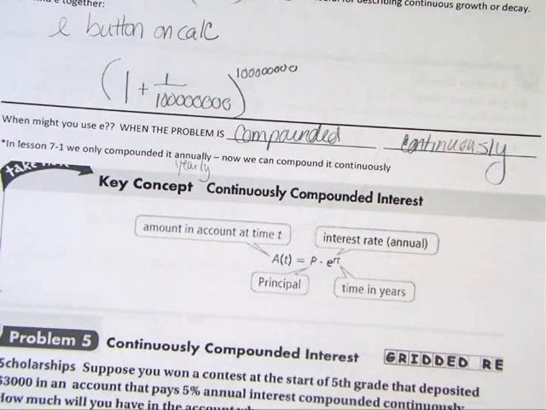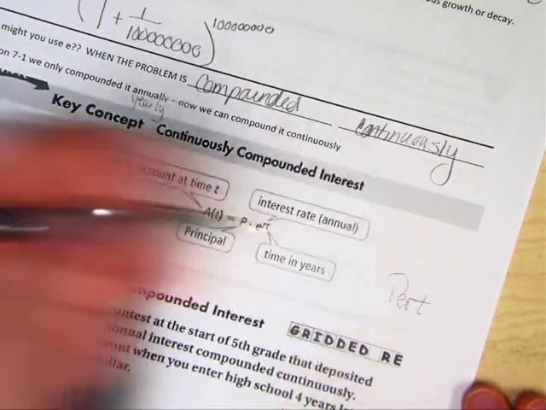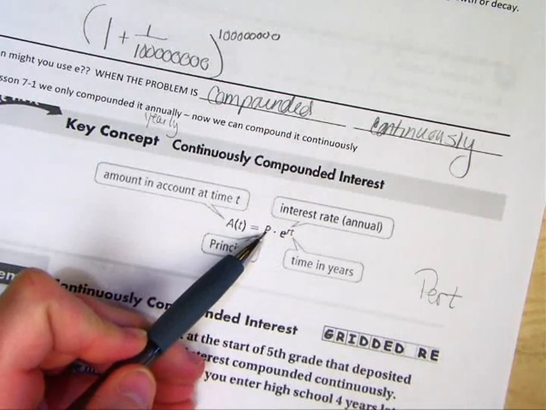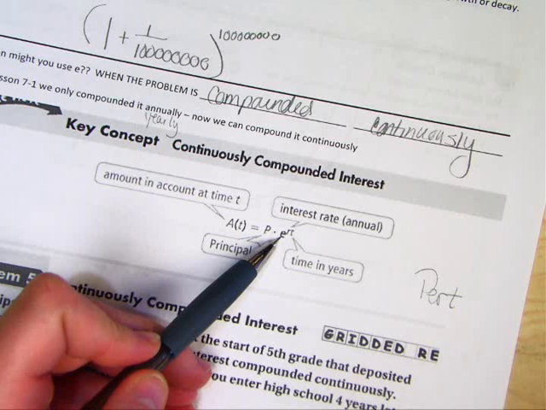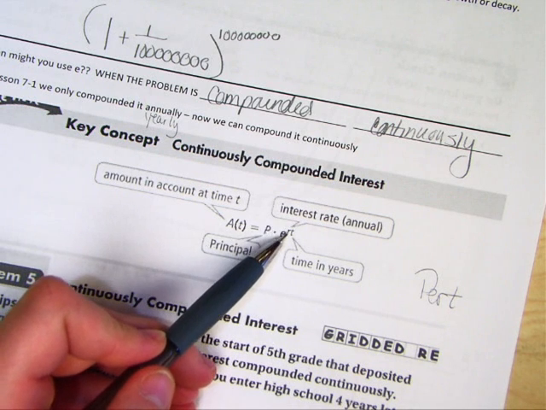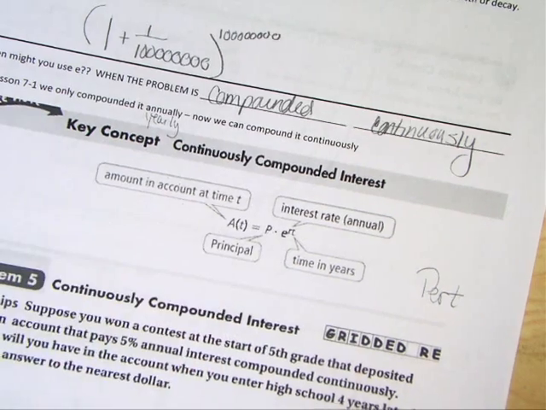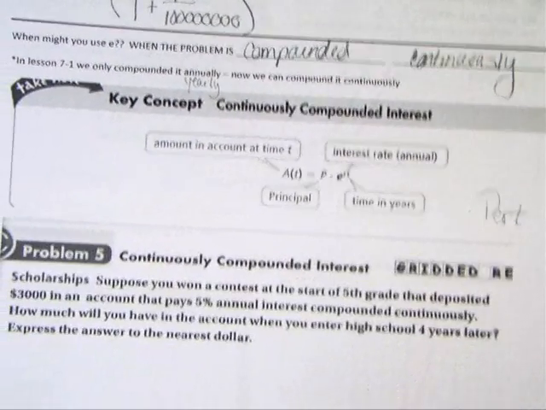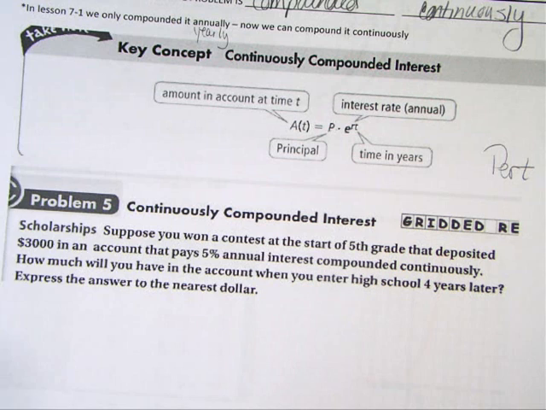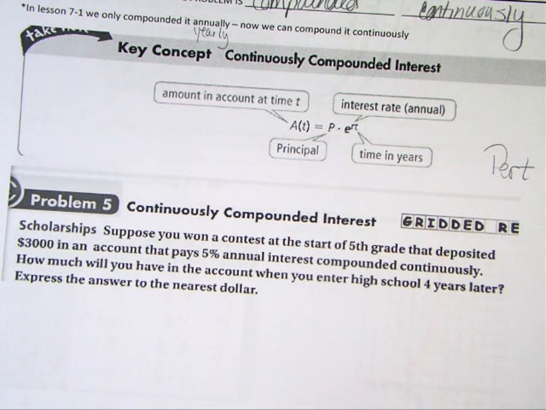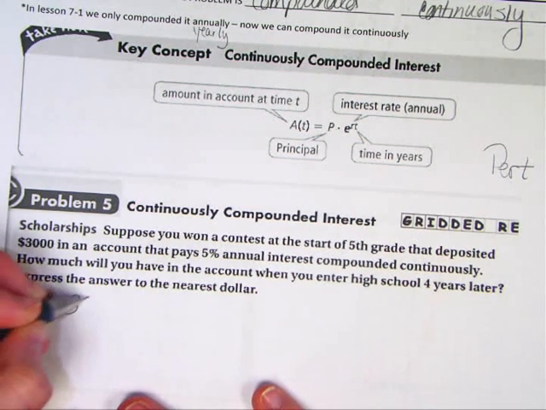This is your formula. My old teacher called it PERT, you know, like the shampoo. She called it the PERT formula. The reason she did that is because it's your principal, P, times your natural base, e, to the rate times time, rt. So she called it the PERT formula. That helped me remember it. So let's go to a bank on problem 5, and it's about a scholarship. Suppose you won a contest in 5th grade, and you got $3,000. We should probably label that as P.